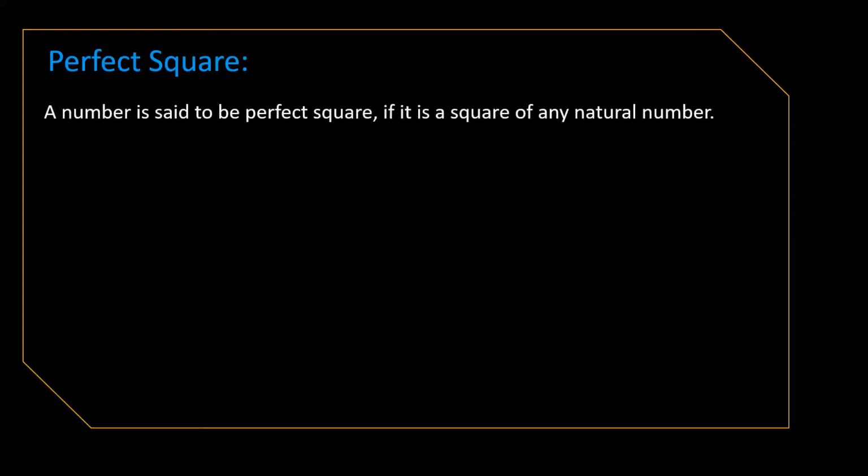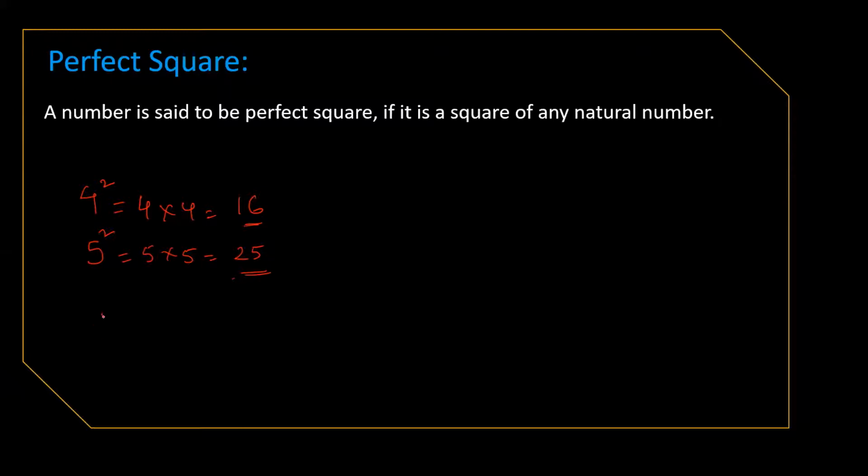Perfect square. What is a perfect square? A perfect square is nothing but a square of any natural number. Now find the square of 4. Okay. Square of 4 means 4 into 4, which equals 16. Now find the square of 5. 5 into 5, which equals 25. So here 16 is called the perfect square of 4. 25 is called the perfect square of 5. 16 and 25 are perfect squares.